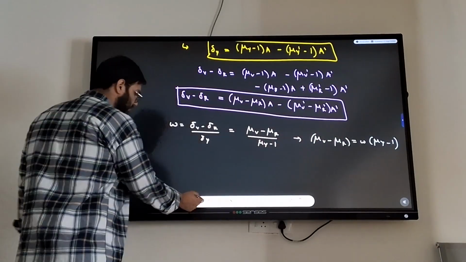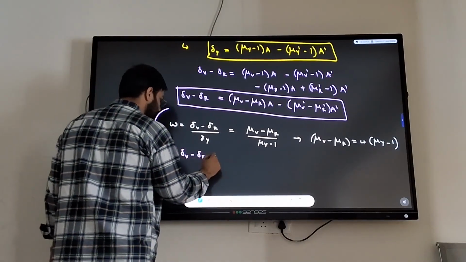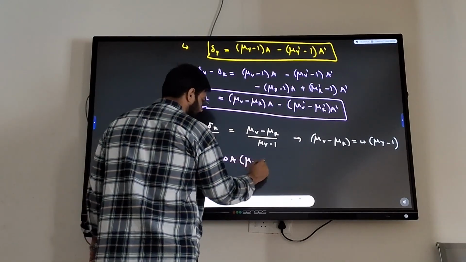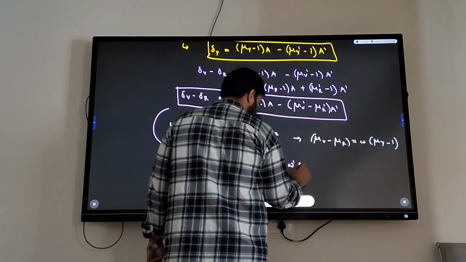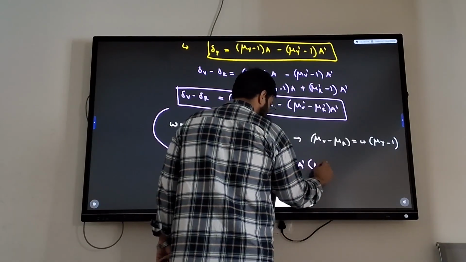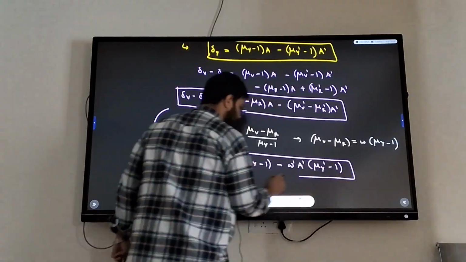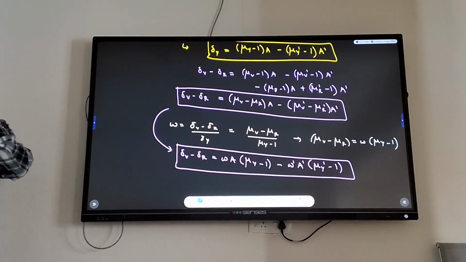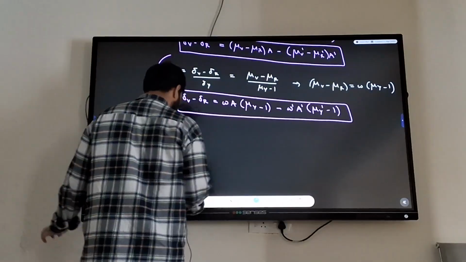And what will I get then? Delta v minus delta r as omega A (mu y minus 1) minus omega dash A dash (mu y dash minus 1). So just a different formula, just some manipulations, but you should remember this as well. Is it okay? Now let's come back to the case that we were discussing. Case 1.